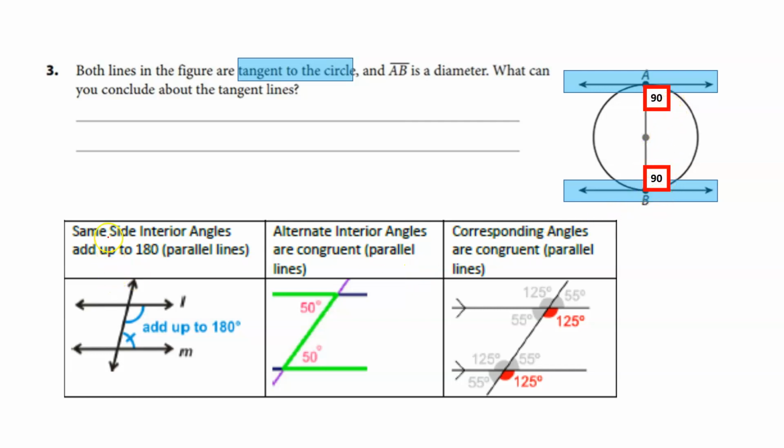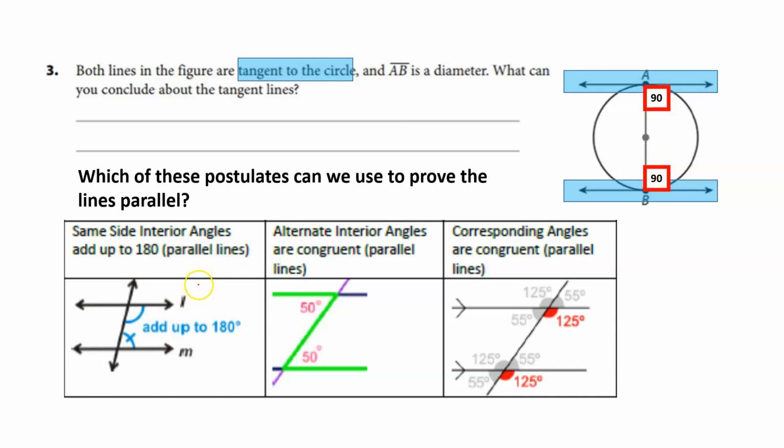Would you say that they are same side interior, meaning they're on the same side of this line and inside the parallel lines? Are they alternate interior, meaning they're inside the lines, but they're on different sides of the line? And by that line, I mean the diameter. Or are they corresponding angles, meaning they're in the same place? Which of these postulates can prove that these lines are parallel? Hint, the lines right here, these tangent lines, are parallel.